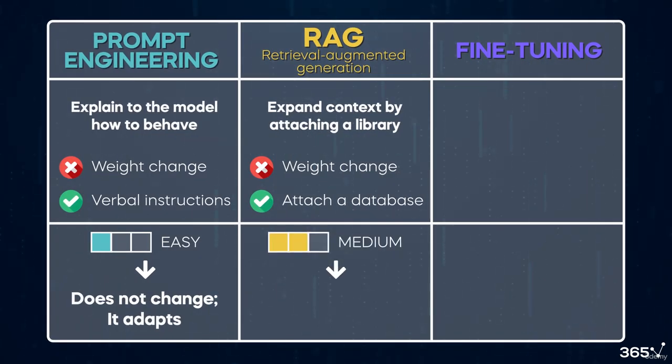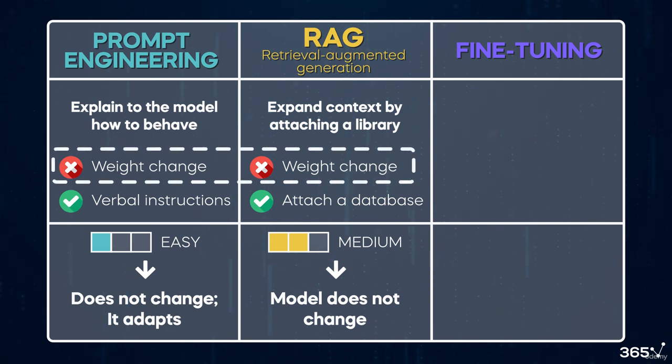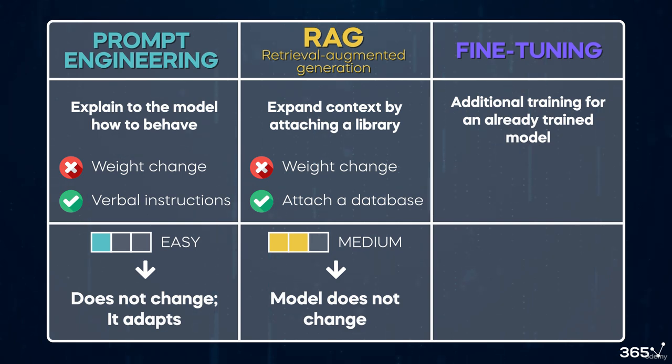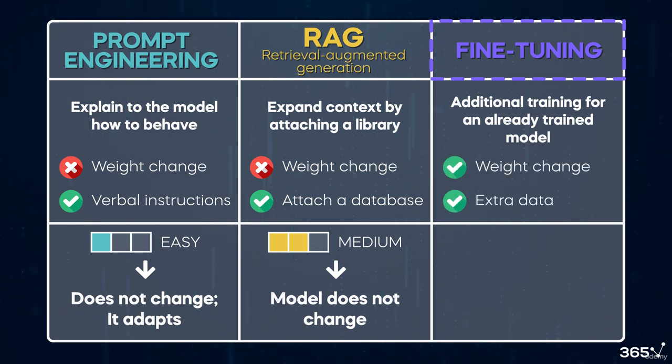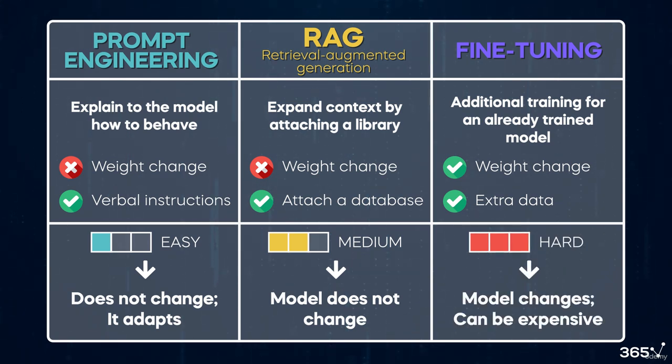RAG and prompt engineering are effective, but making an LLM smarter or faster is unlikely without modifying its weights. This complex task requires additional training for an already trained model. This process is known as fine-tuning. Sometimes extra data is required to conduct fine-tuning. Moreover, fine-tuning can be computationally expensive, and we can't use an iterative process like prompt engineering and adding RAG. Let me explain an example that will clarify matters further.